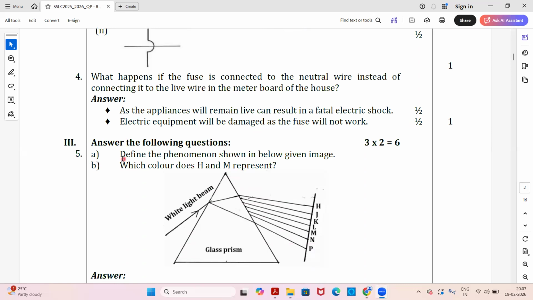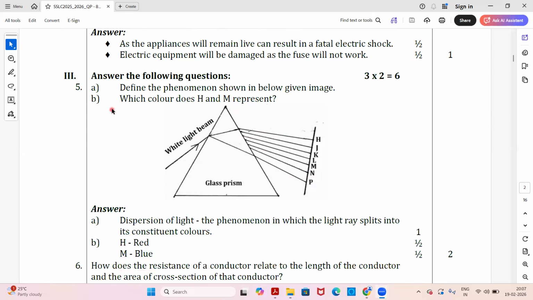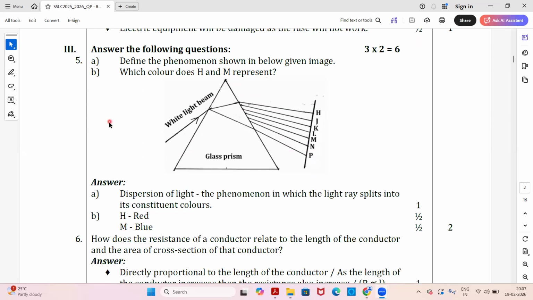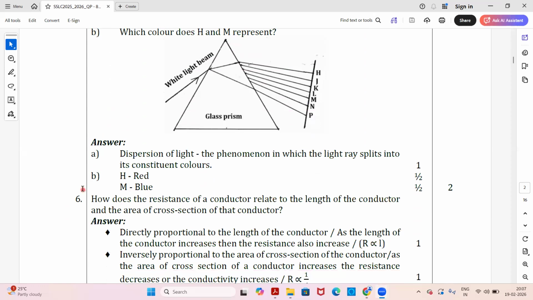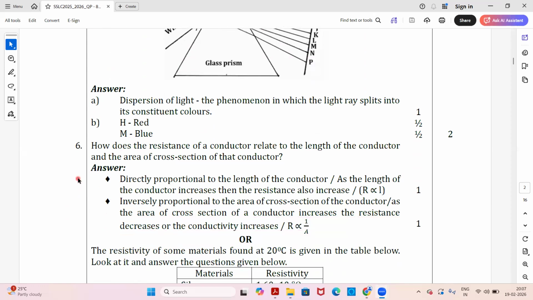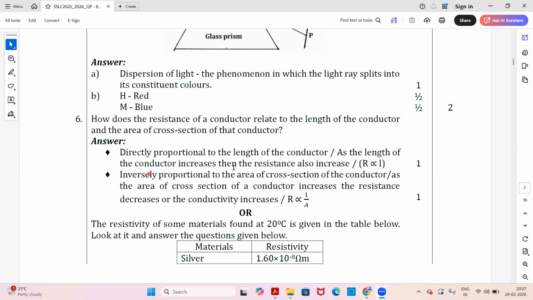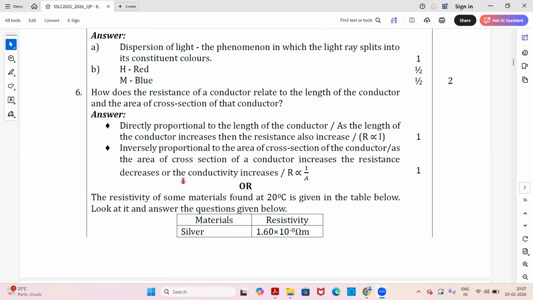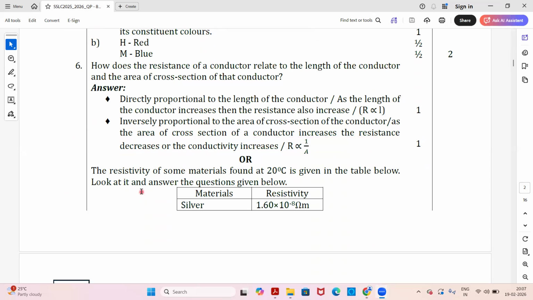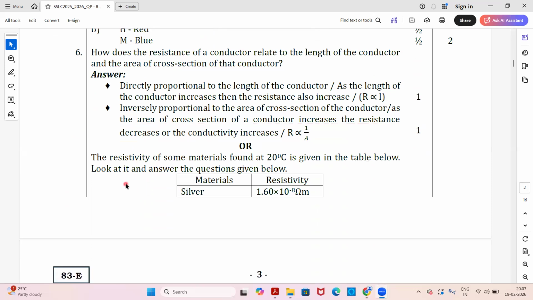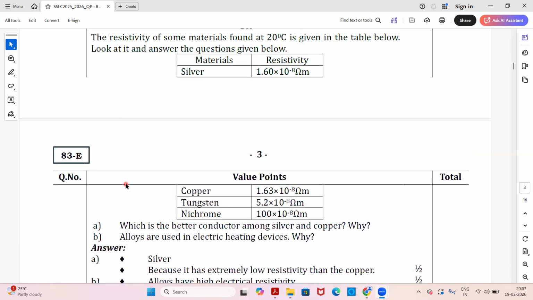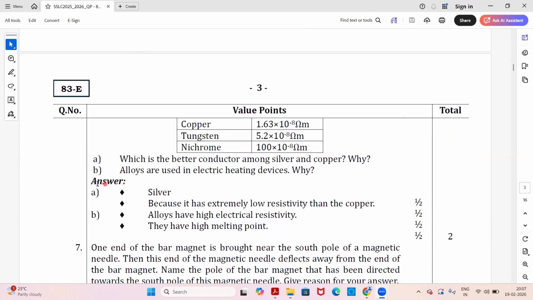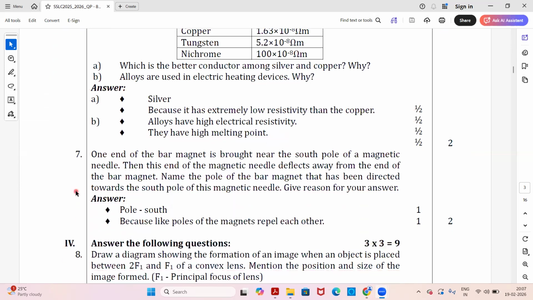Then moving to next main, we have fifth question with sub question A and B, and answer for it is given over here. Question 6, answer for it along with the marks allocation, and there is one optional question for question 6 that is given over here. You can do either one of it from the sixth question. So this is your answer here. Okay, A and B. Next question 7.